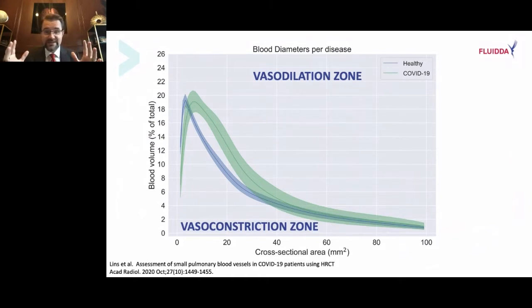Which biologically makes sense. So the way the blood volume is distributed over the different generations is irrespective of age, gender, height. The total blood volume, of course, differs with age, gender, height, but the distribution, if you're healthy, is pretty similar amongst that population. Now, if you look at the green line, that's about 100 COVID-19 patients. You see a clear shift from the blue line, characterized by vasoconstriction occlusion in these smaller vessels, and then compensatory vasodilation in these mid-size and larger vessels.